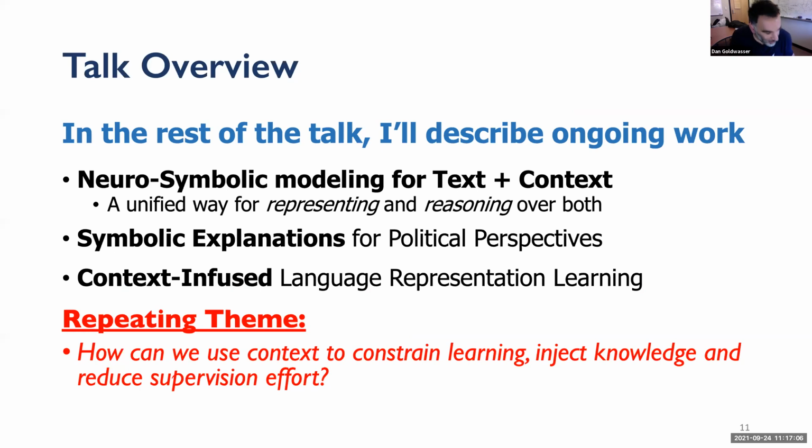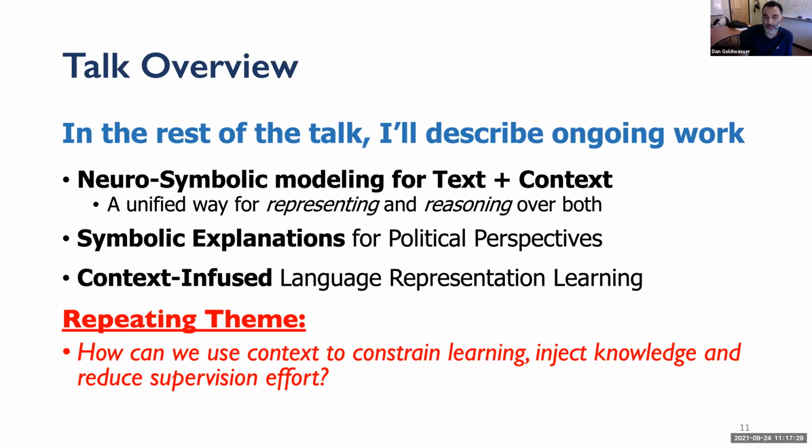In the rest of this talk, I'll describe ongoing work that we do. I'll start by introducing a neuro-symbolic model that we developed for text and its social context. This framework is called DRaiL, and we released it last year. And one of the things that I'm really hoping would come out of this talk is that people will be interested and use it. It's open source.